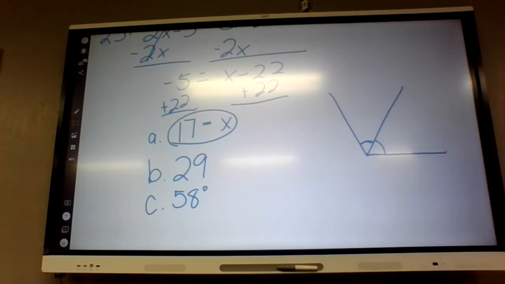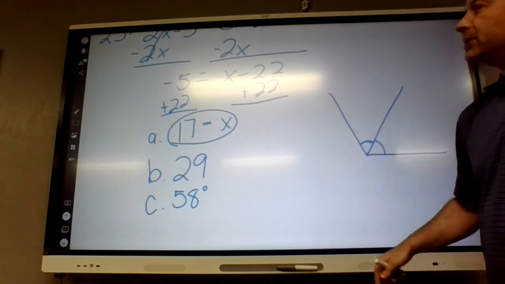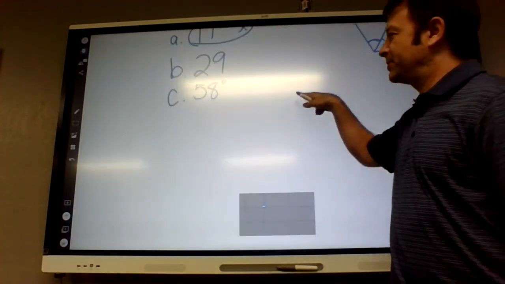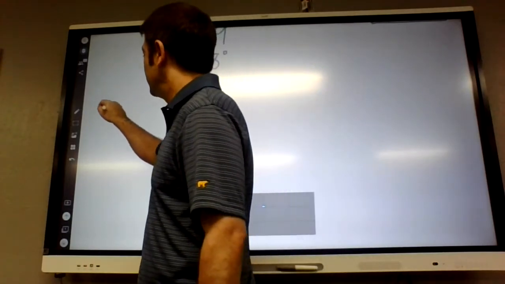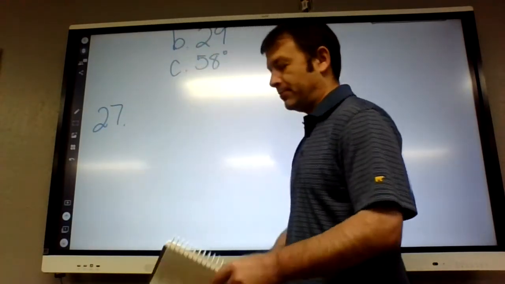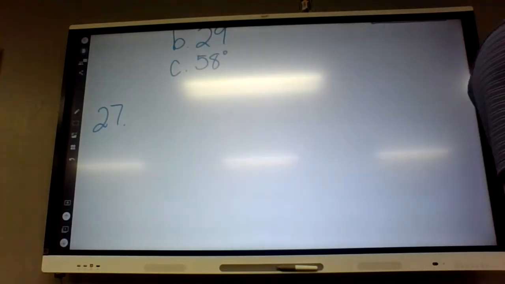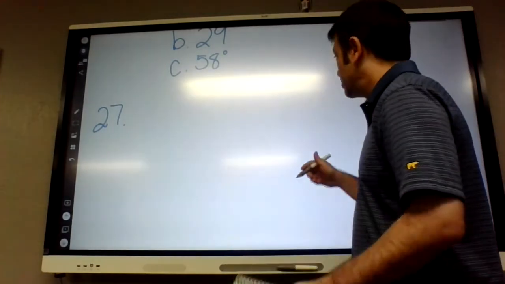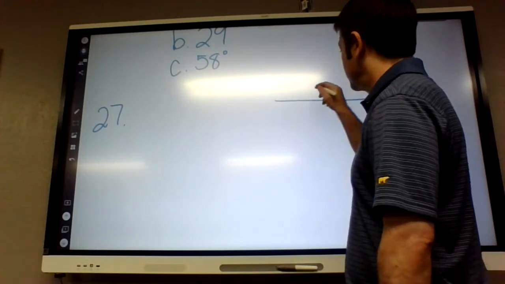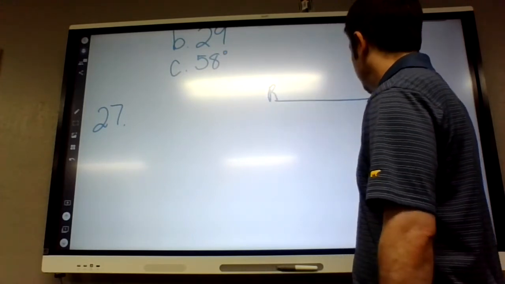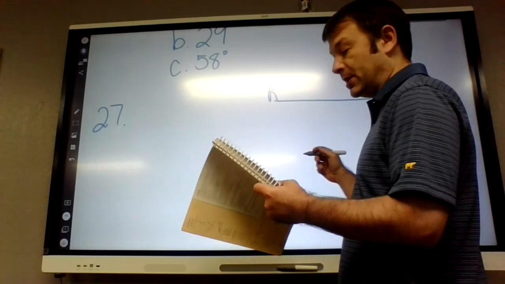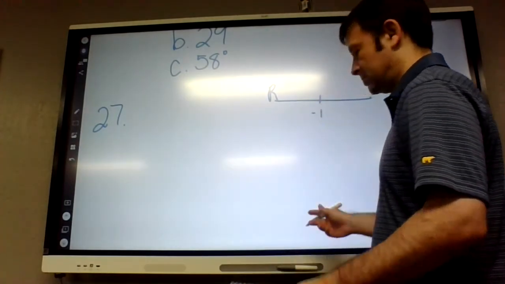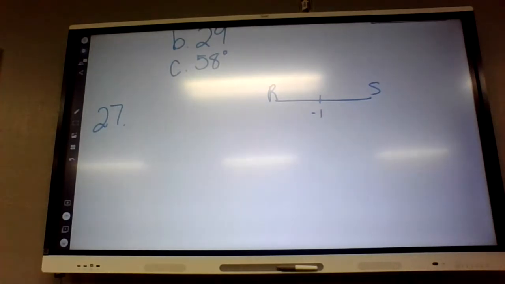All right, 27. Now, the reason I threw in these last few is I've seen this on an ACT question before, so I better look at it. Find the coordinates of R if the coordinate of the midpoint of RS is -1. All right, so I'll draw a picture, RS, and they said the midpoint is -1. The coordinate of S is 5.